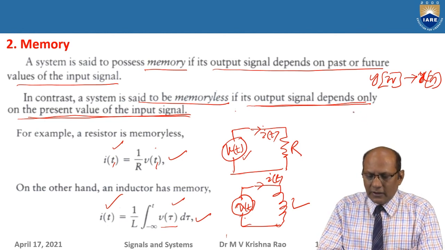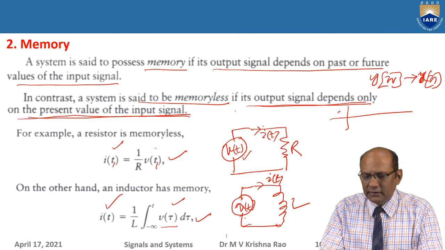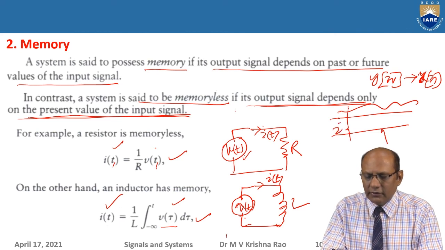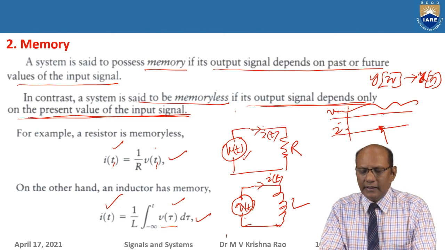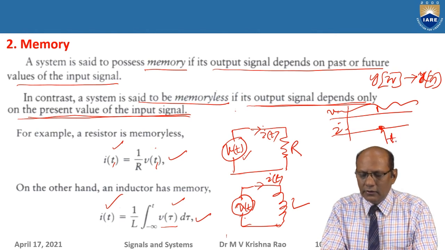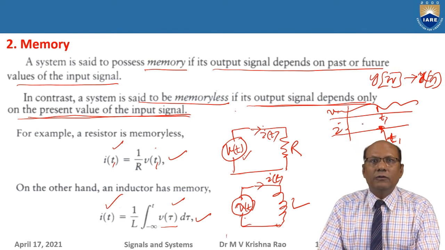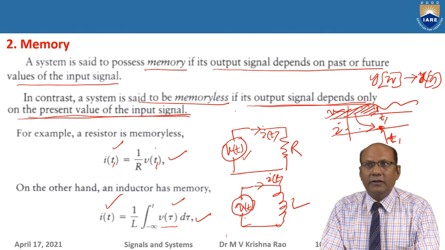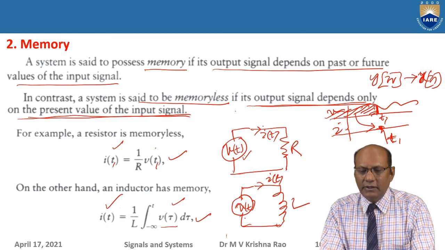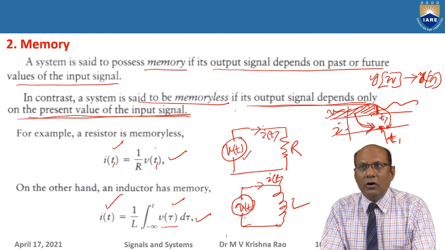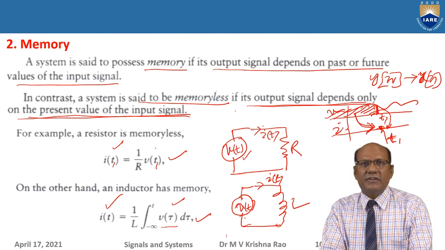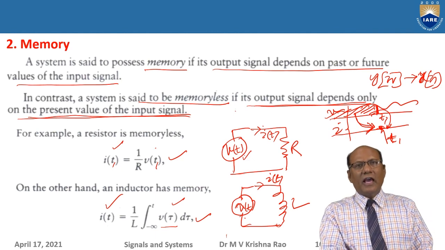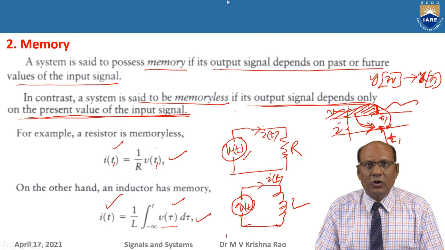So for example, let us say some voltage is like this. This is the current waveform and this is the voltage waveform. I want to find the current at t equal to t1. Then I have to consider all the history of this voltage to find this value. Not only the current value, it is dependent on this current value, and it is also dependent on all previous values. This is called a system with memory. Inductances and capacitances have memory, whereas the resistance has no memory.